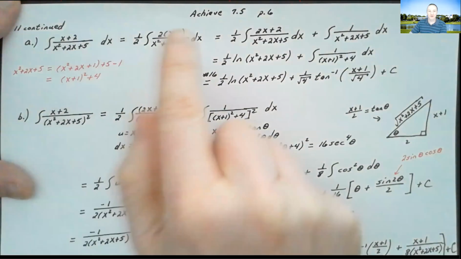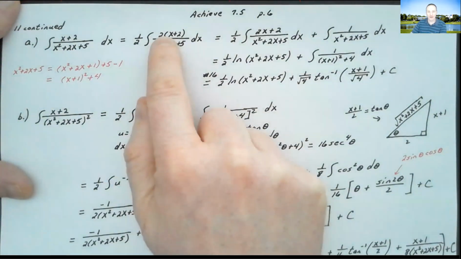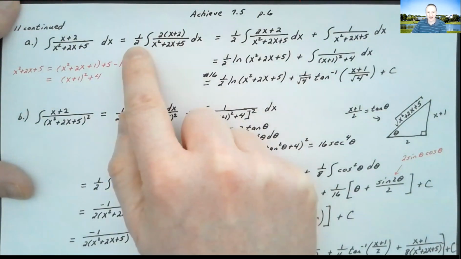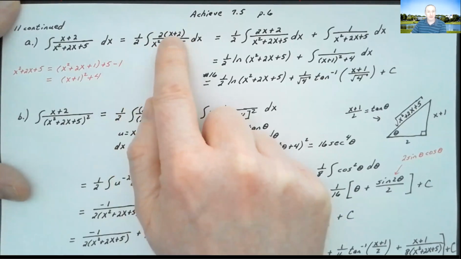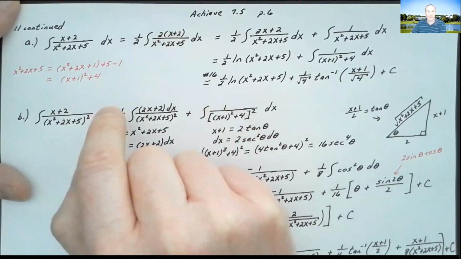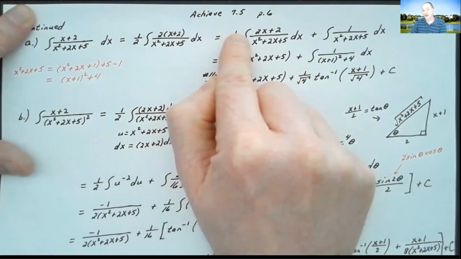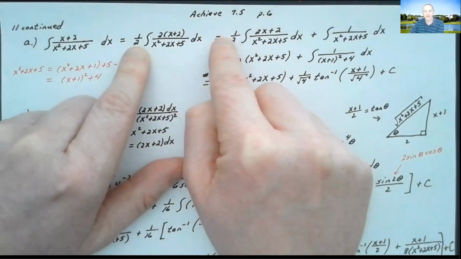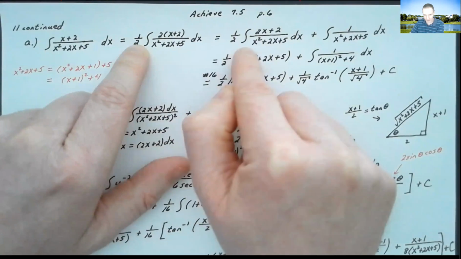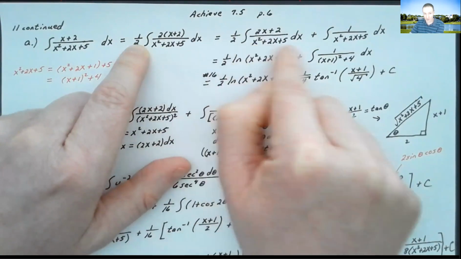All I have to do is go in and multiply my numerator by 2 and divide by 2 on the outside. Now I know what you're thinking. You're thinking, well, you didn't make it 2x plus 2, you made it 2x plus 4. Absolutely, I did. Okay, how am I going to handle that? Then I'll say, well, it's 1/2 the integral of 2x plus 2 over that denominator.